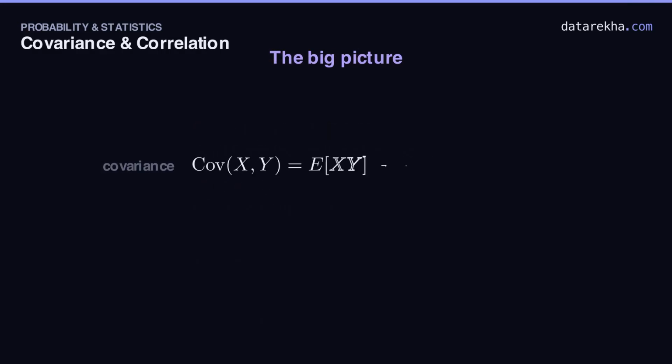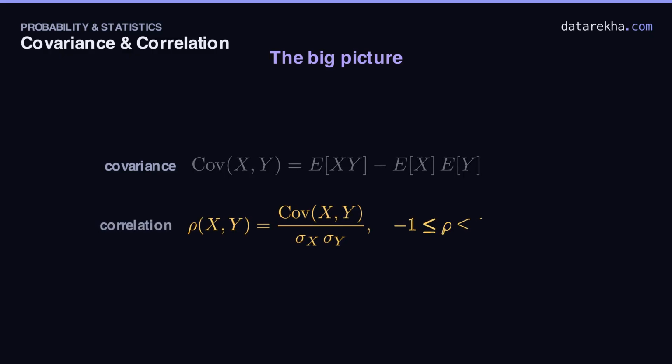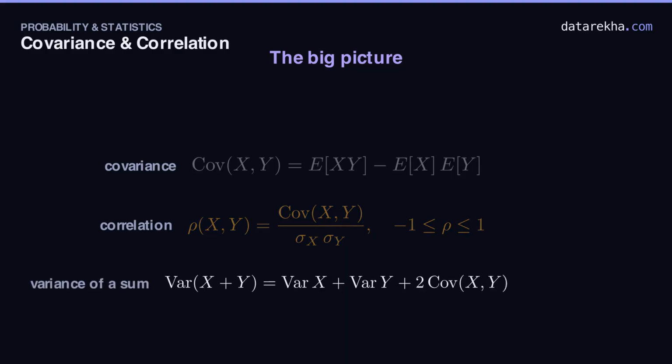Let's lock it in. Covariance measures raw comovement, E of xy minus the product of the means. Its sign tells you the direction. Correlation is covariance normalized by the two standard deviations. It's unit-free, always between minus 1 and 1, and it measures the strength of a linear relationship. And whenever you add two random variables, remember the cross term. Master these three lines, and covariance and correlation will never trip you up again.